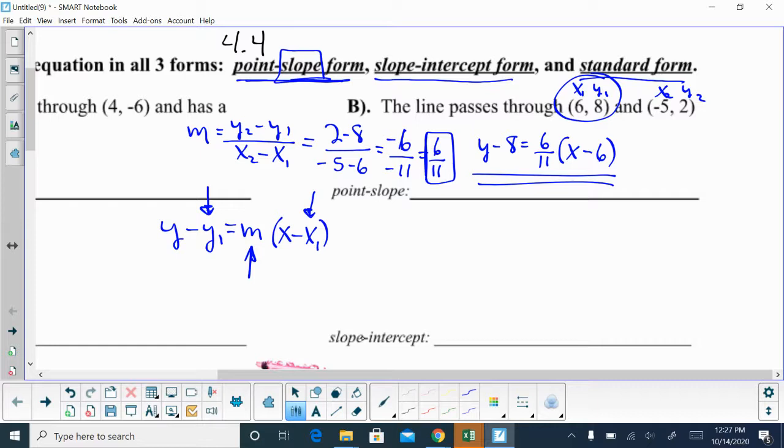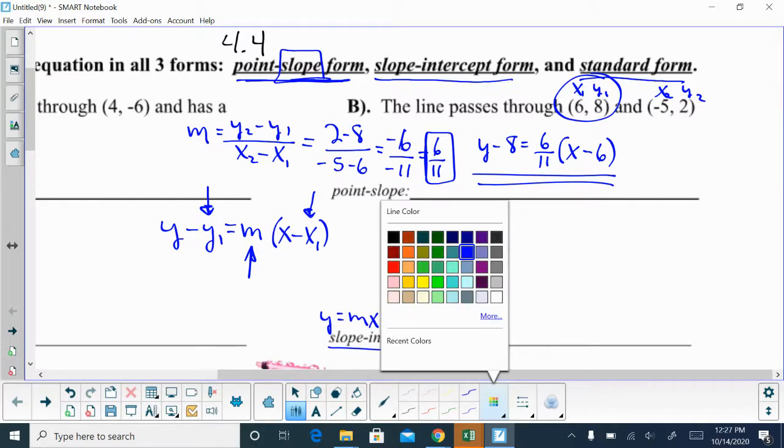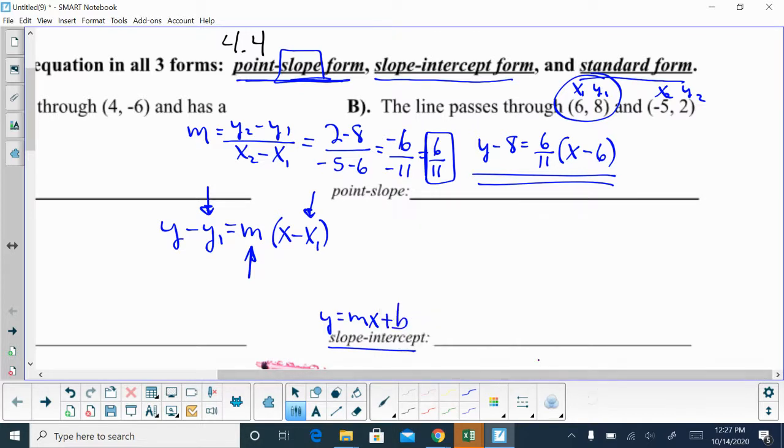Now the next step says write it in slope-intercept form. If you happen to recall, slope-intercept is y equals mx plus b. So I need to write my linear equation in the form y equals mx plus b. First off, we have grouping symbols we need to deal with. y minus 8 is equal to, so distribute 6/11. Lovely little fraction. And then 6/11 times negative 6.